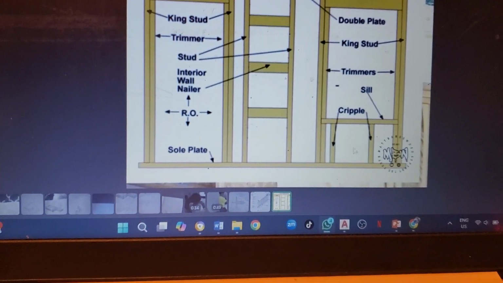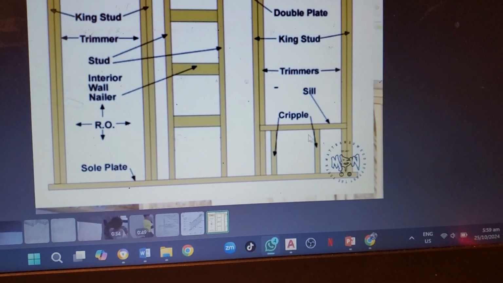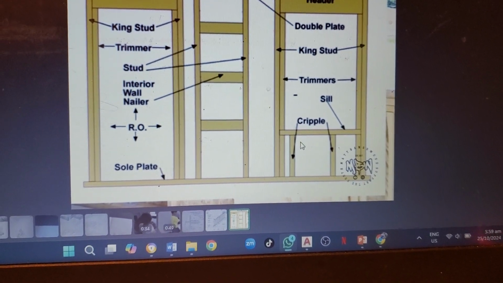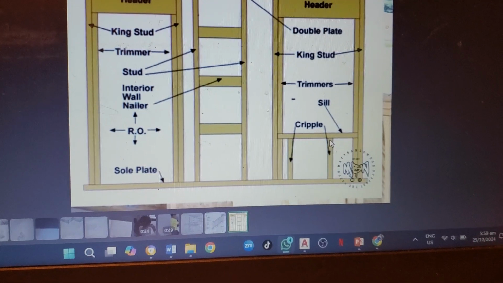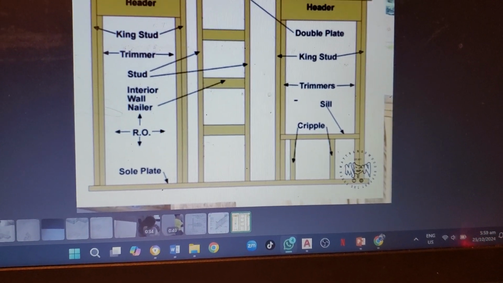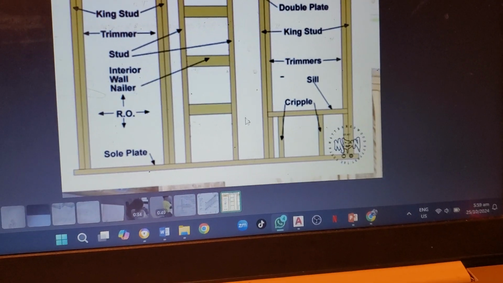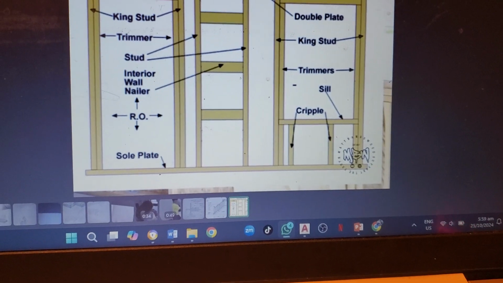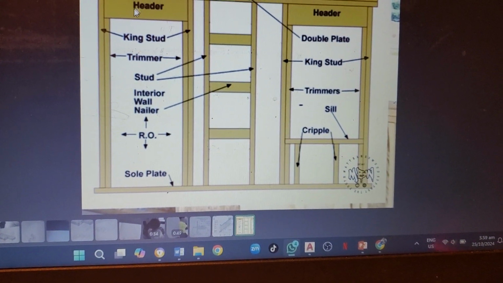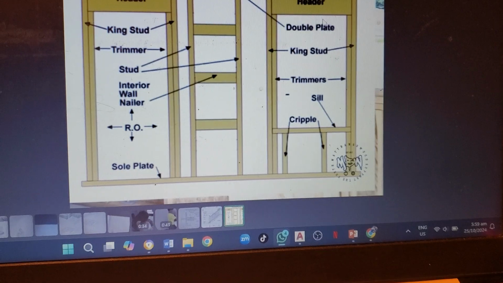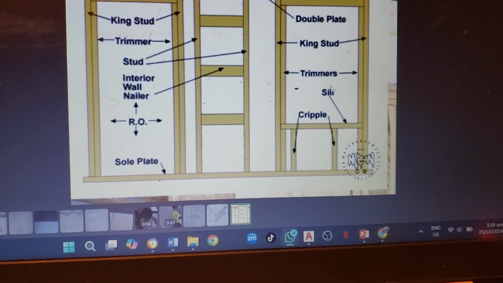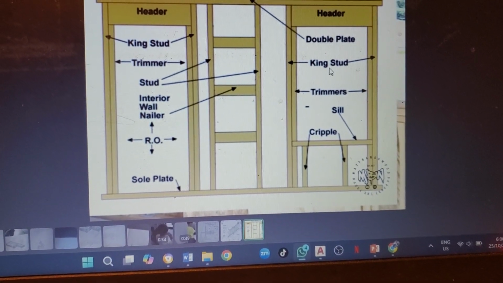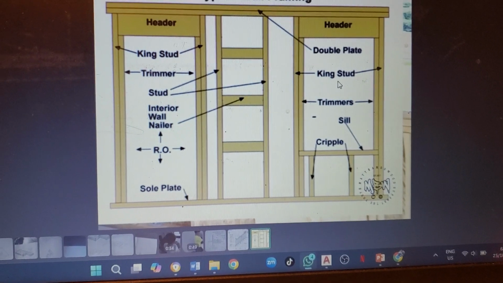Here we have cripple. These are the name given to the short studs, studs that don't run from the top plate to the sole plate, so referred to as cripple. So you'll find cripple here. You can also find cripple above the door as well. Here for a typical window, we have a sill, we have our cripple, we have our trimmers, and our king studs.